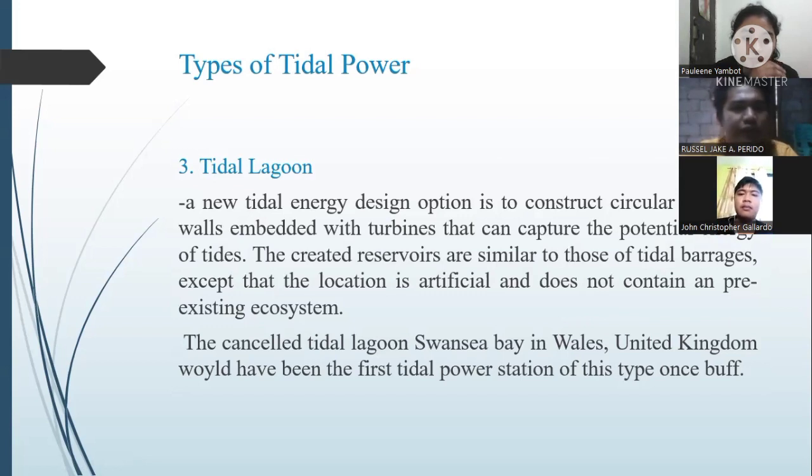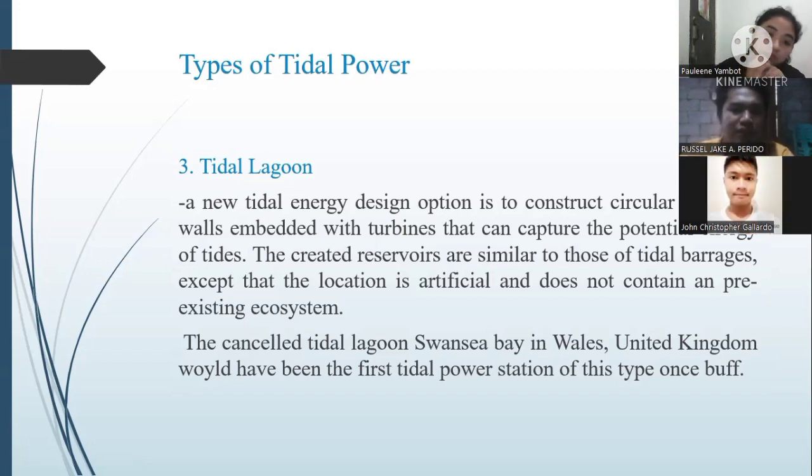The tidal lagoon. A new tidal energy design option is to construct circular retaining walls embedded with turbines that can capture the potential energy of tides. The created reservoirs are similar to those of tidal barrage, except that the location is artificial and does not contain a pre-existing ecosystem. The cancelled tidal lagoon Swansea Bay in the United Kingdom would have been the first tidal power station of this type.